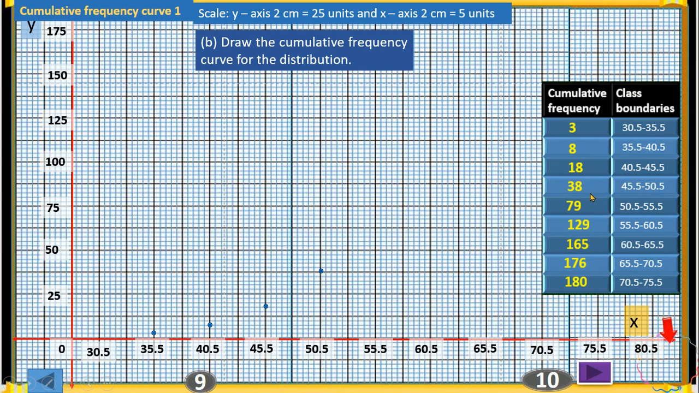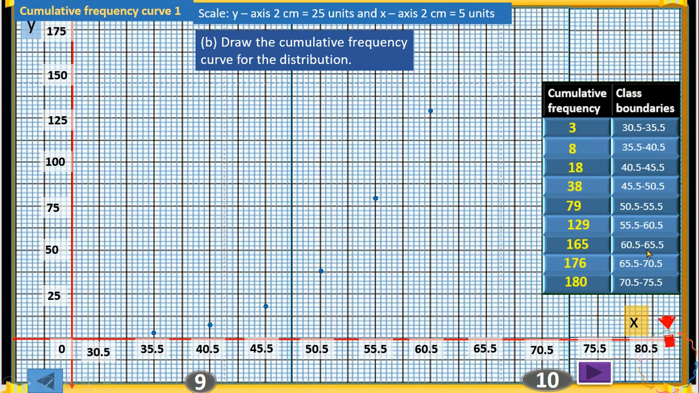Then 79 against 55.5. 55.5. This is 75. Add that. That is 80. 80 and 79 should be close to each other. Then 129 against 60.5. 129. This is 125. Add that, another 5. That's 130. 129 will be close to that point.